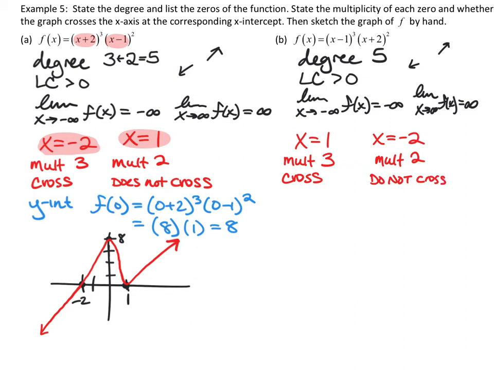Last thing we need to do is find our y-intercept, which means we're going to evaluate the function at 0. 0 minus 1 to the third power, and 0 plus 2 to the second power. 0 minus 1 to the third power is minus 1. And 0 plus 2 to the second power, that's 4. So my y-intercept is negative 4.